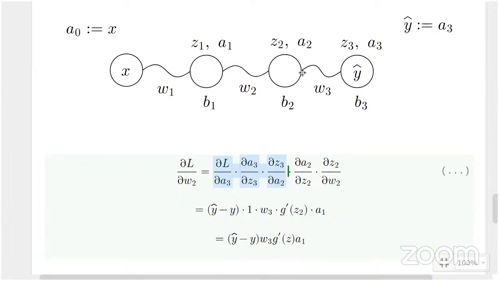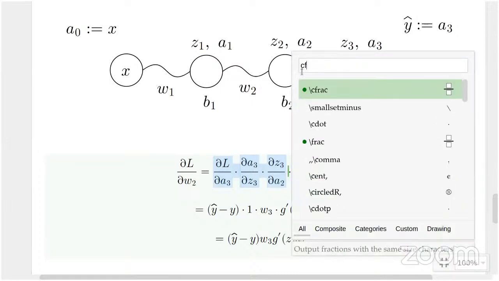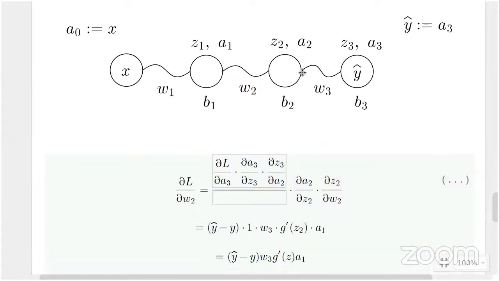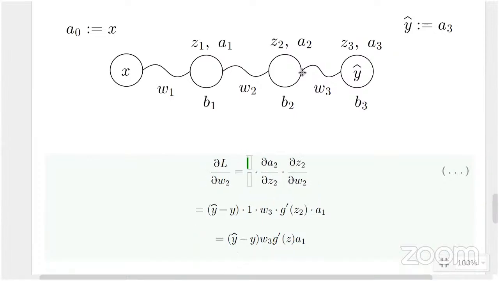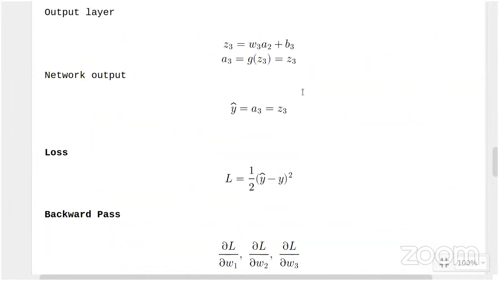Dou L by dou A2. This is dou L by dou A2, right? Okay, so this is where the whole idea of back propagation comes. While computing dou L by dou W3, you also compute dou L by dou A2, which is actually not too hard.